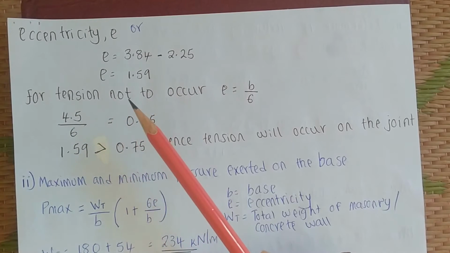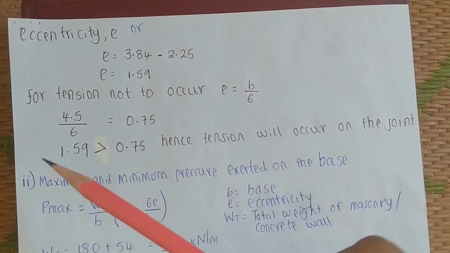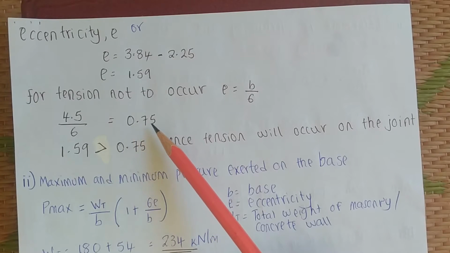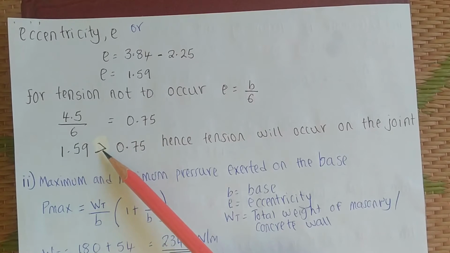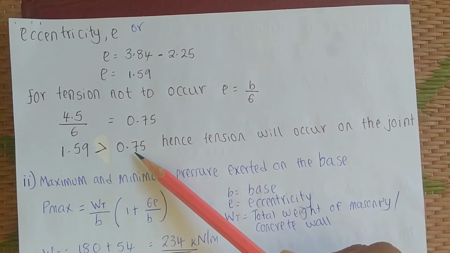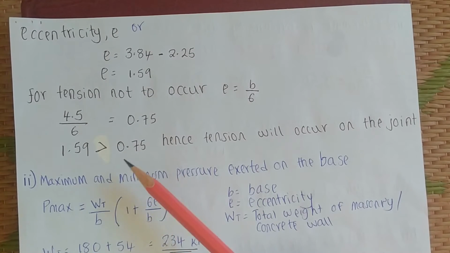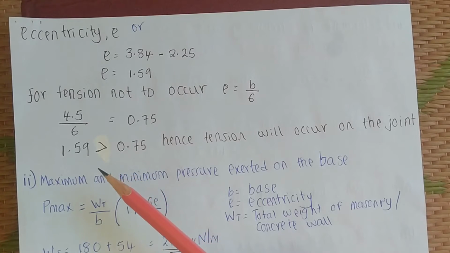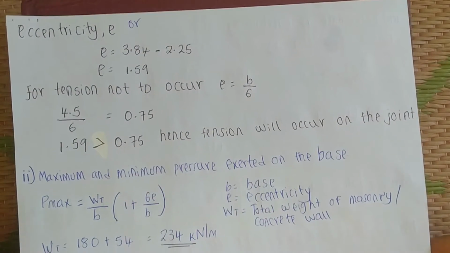For tension not to occur, the eccentricity is equal to base all over 6. So what was our base? Our base was 4.5 all over 6. This one, your answer will be 0.75. Since our eccentricity, which was 1.59, is greater than 0.75, hence the tension will occur on the joints. If we had our answer less than 0.75, it means that the tension will not occur. But for this case, it will occur because 1.59, which is the eccentricity, is greater than 0.75. So our tension will occur at the joints.